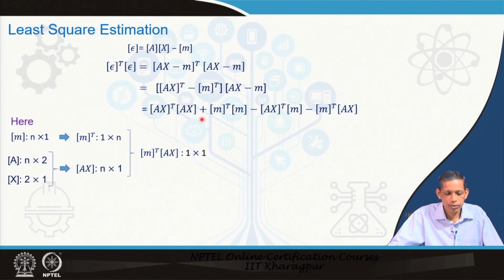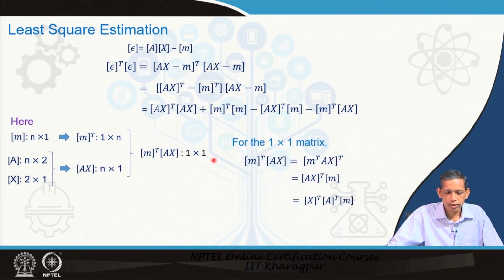Now, let us look at these terms. Here m is n cross 1, therefore m transpose will be 1 cross n, and A is n cross 2, as we have already seen in the earlier slide, and x is 2 cross 1, with A and B the two unknowns. Therefore A x gives n cross 2 into 2 cross 1, that is n cross 1, and m transpose is 1 cross n. So m transpose A x becomes 1 cross 1.